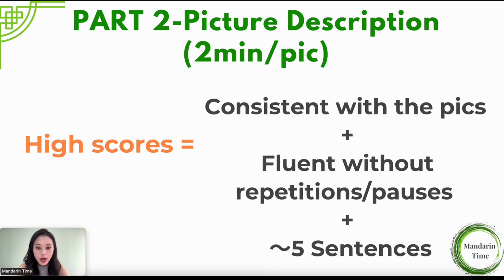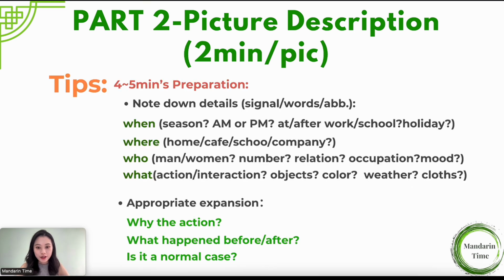So to reach that goal, besides your daily accumulation of expressions and speaking practice, here are some tips that can help you during the test. For HSKK Intermediate Test, you'll have 10 minutes to prepare for Part 2 and Part 3, which means you have 4 to 5 minutes to prepare for the 2 pictures in Part 2. I recommend you spend less time preparing for Part 2 because for Part 3, you need to answer each question with around 10 sentences, so you'll need more time preparing for that.